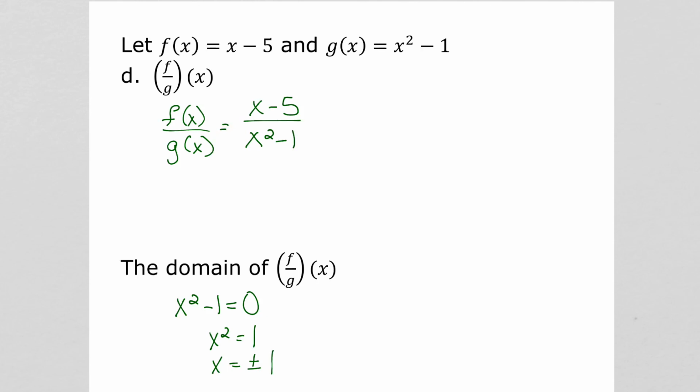So our domain in interval notation is negative infinity, and then we'll stop at negative 1, but we can't include it, so we use a parenthesis. Unioned with. Starting back at negative 1, but parenthesis again because it's not included, to 1. But again, not included, so parenthesis. Unioned with, parenthesis 1, to infinity. And that's it for this section.